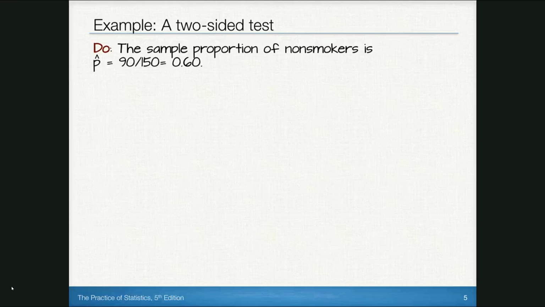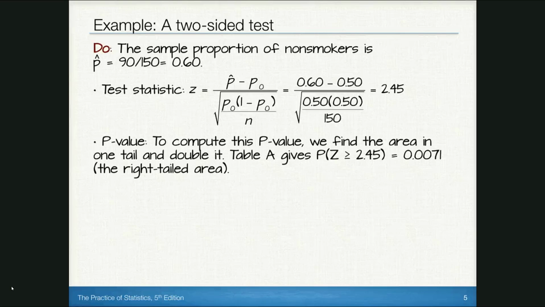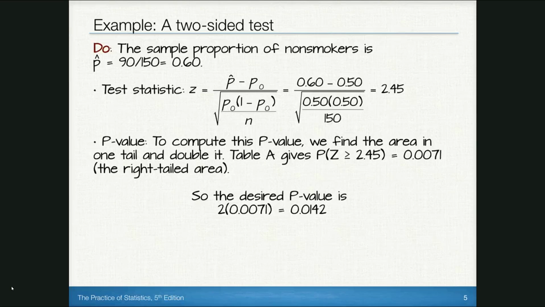Next, we'll actually do the calculations. Well, the sample proportion of non-smokers for Taeyeon is 90 divided by 150, or 60%, 0.60. For the test statistic, z will come out to be 2.45. And for our p-value, using either the table or we could use technology, we find that the probability z is greater than or equal to 2.45 is 0.0071. That's the right-tailed area for this particular z value. Now to find the desired p-value, we're doing a two-sided test, so we'll need to double that. So the actual p-value for this two-sided test is 0.0142.